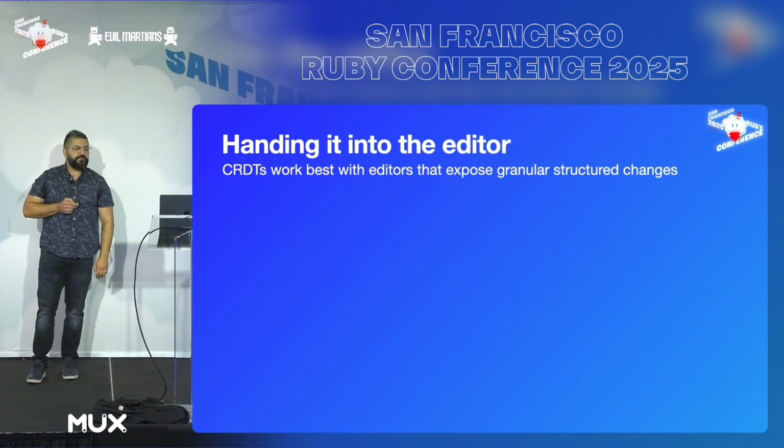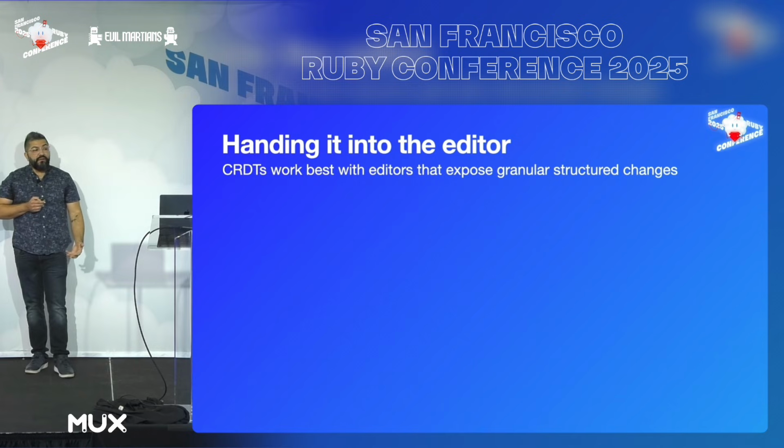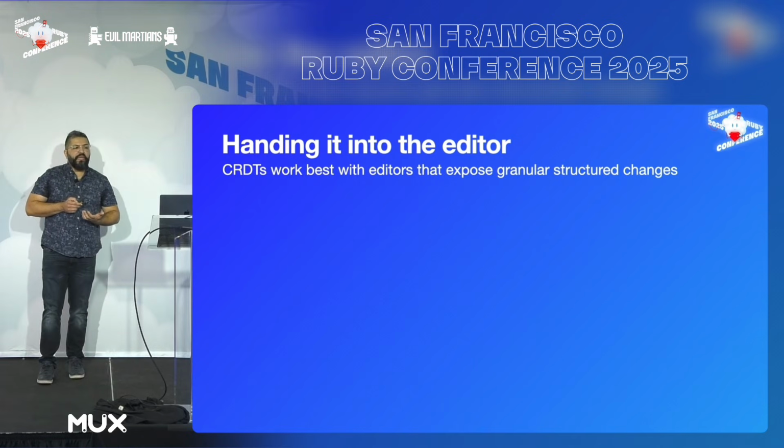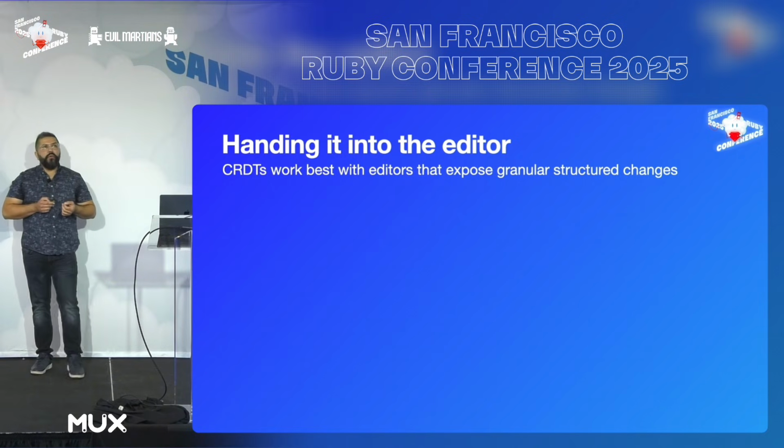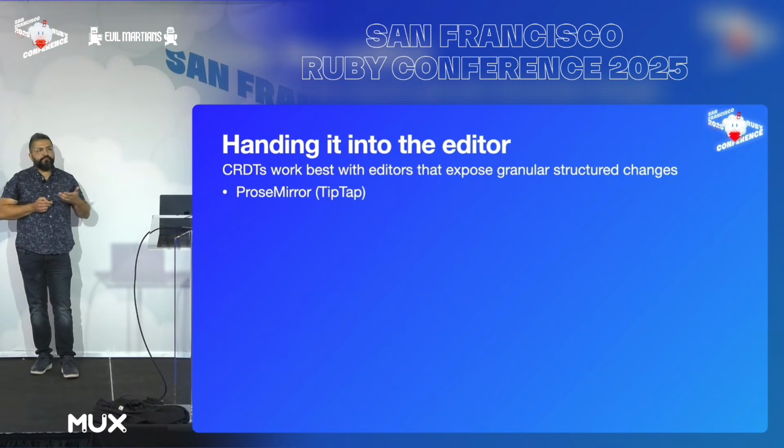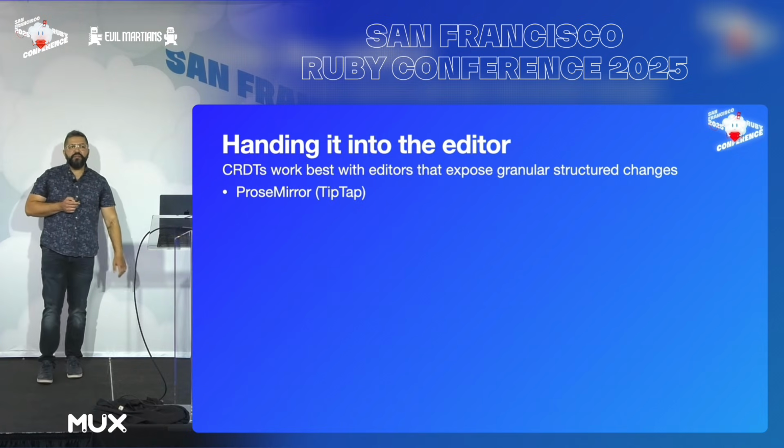And then if we want to do this in an editor, a CRDT really works best with an editor that exposes a granular structured change. The reason I bring that up is that some editors work basically just off of HTML. If you're just working with HTML strings, it can kind of work, but you really need to be able to expose the XML tree, effectively, of that information for the CRDT to work effectively with it.